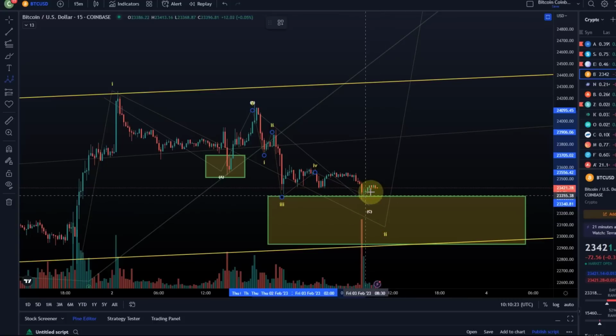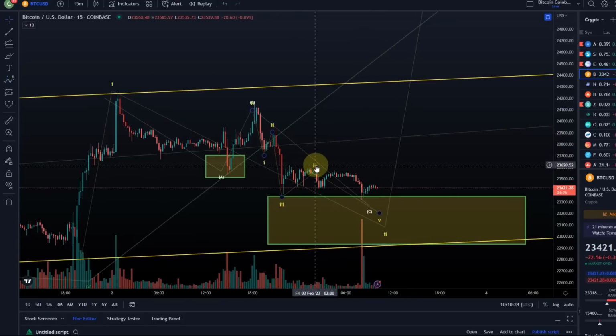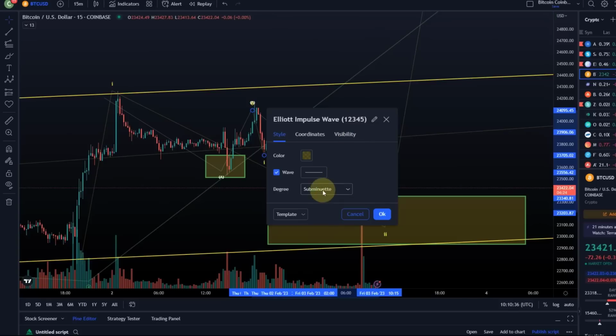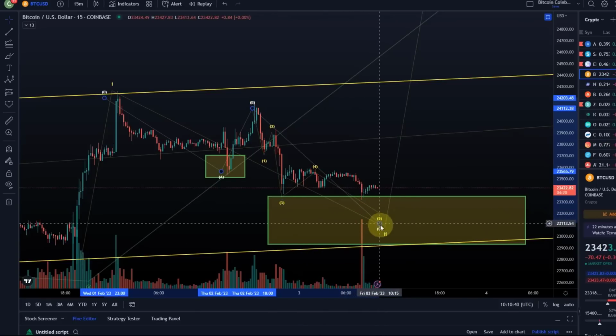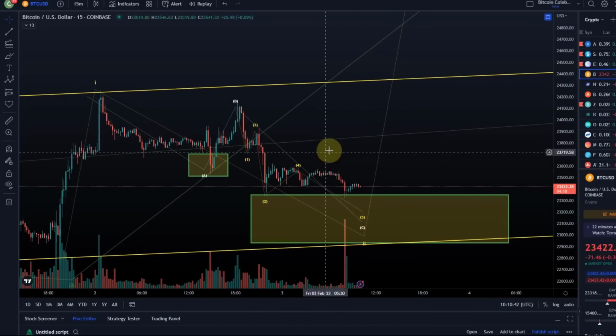Could be finished, but the price action doesn't suggest it yet necessarily. If we break above the wave 4 high, which is here around 23,600 on the very micro level, it would suggest that a low has been made here already for that fifth wave of C of 2.